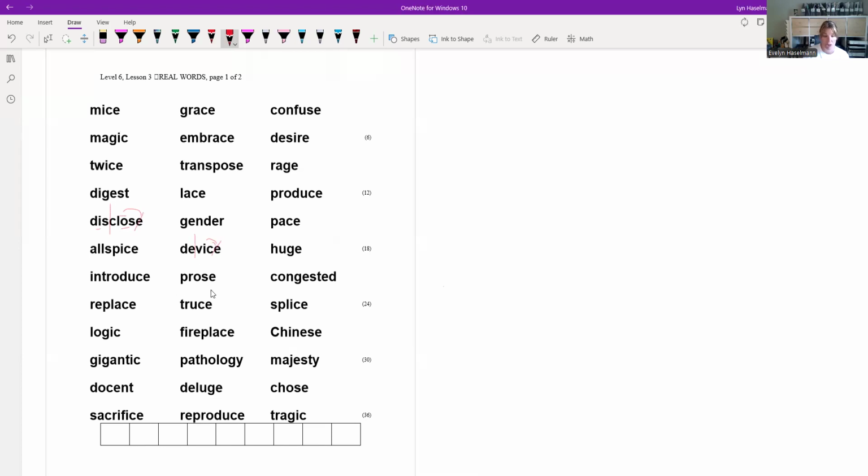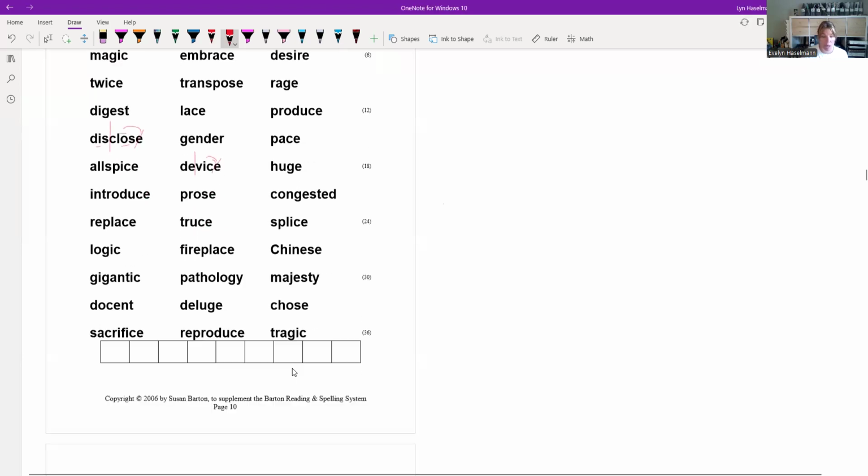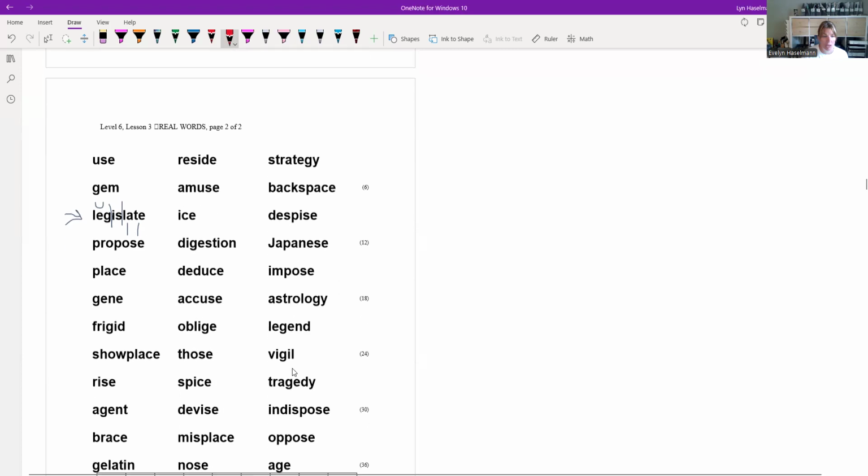Prose, this is always one that trips kids up, you know, obviously meaning poetry, not meaning like pro fisherman or something, okay? So that's that. There are two fluency drills for this one.